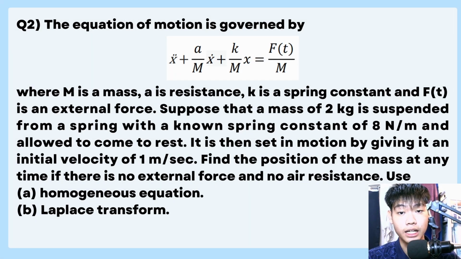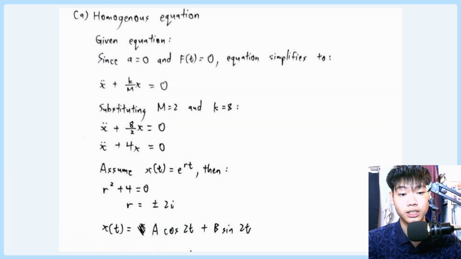The equation of motion is governed by x double dot plus a over m times x single dot plus k over m times x is equal to f(t) over m, where m is the mass, a is the resistance, k is the spring constant, and f(t) is an external force. Suppose that a mass of 2 kg is suspended from a spring with a known spring constant of 8 Newton per meter and allowed to come to rest. It is then set in motion by giving it an initial velocity of 1 meter per second. Find the position of the mass at any time if there is no external force and no air resistance. Use A, homogeneous equation, B, Laplace transform. Now we will solve the question by using the homogeneous equation.